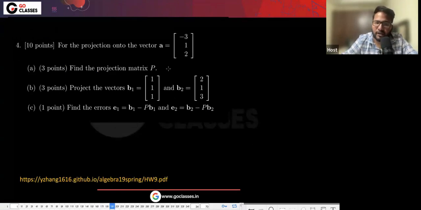Find the projection matrix P. I hope you can do it. This is just one line. Project the vectors B1 and B2. Okay, you can do it. Find the error equal to B1 minus PB1. You can also do this, right? Error means that vector.